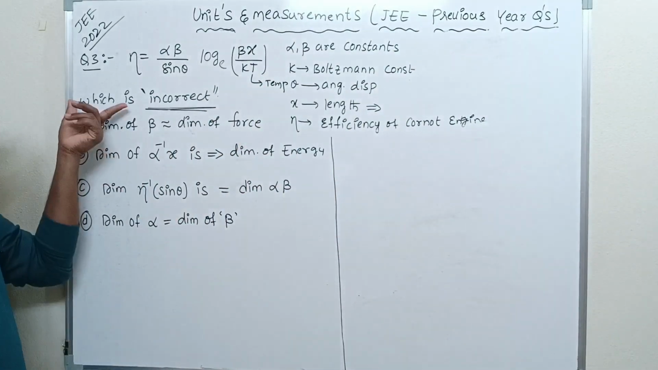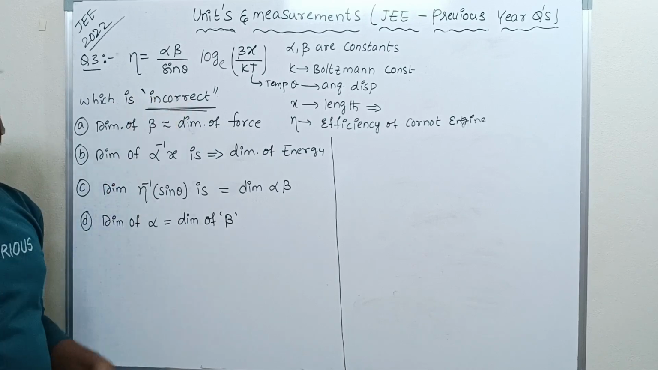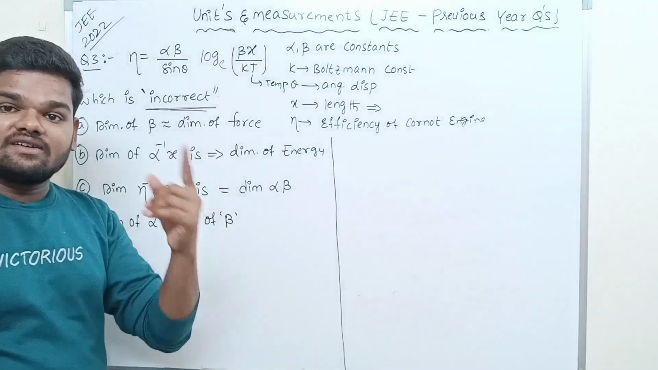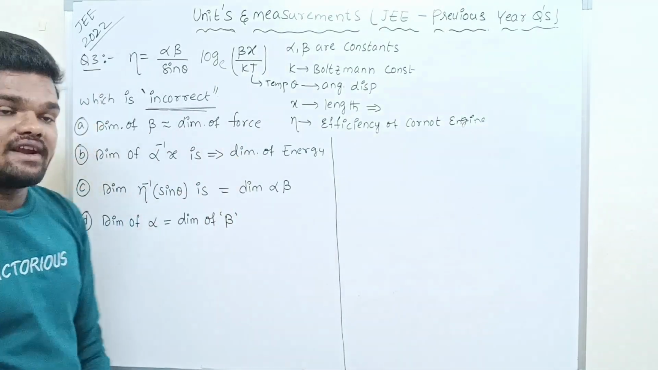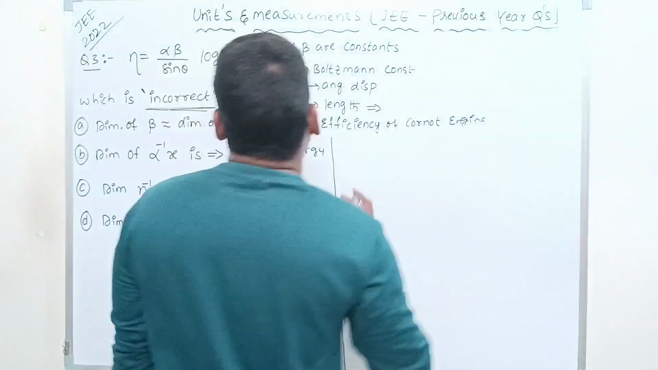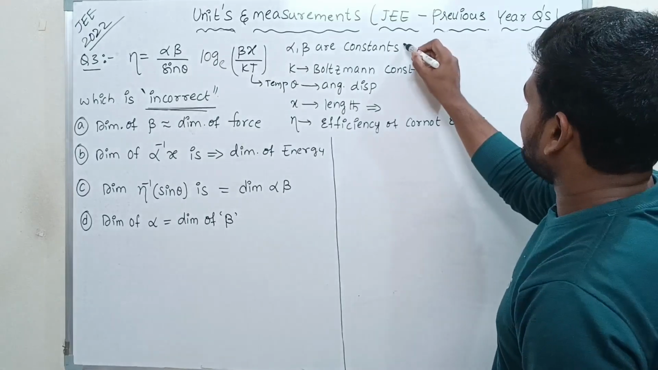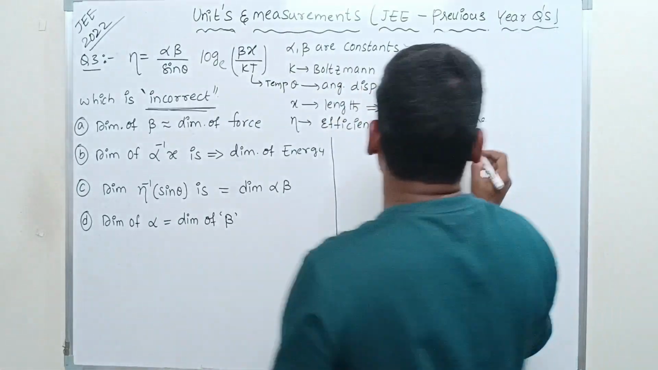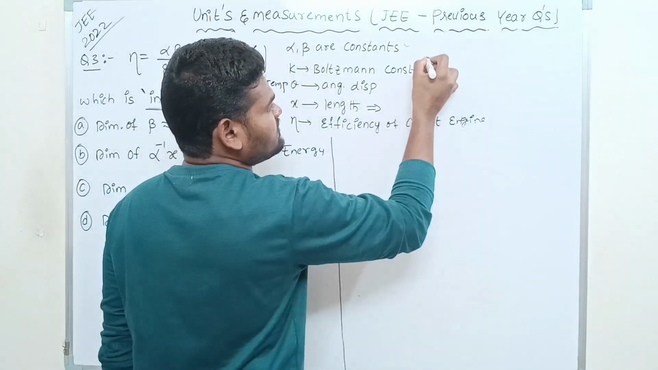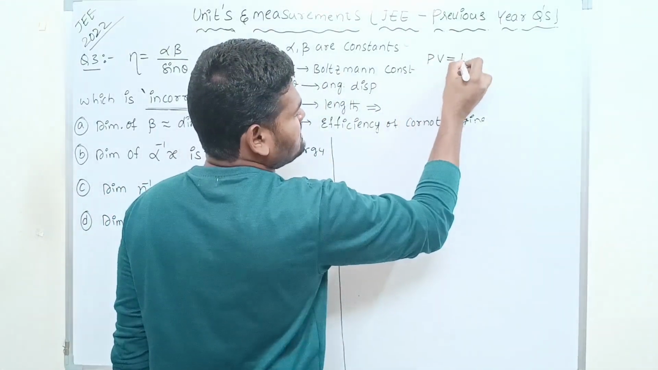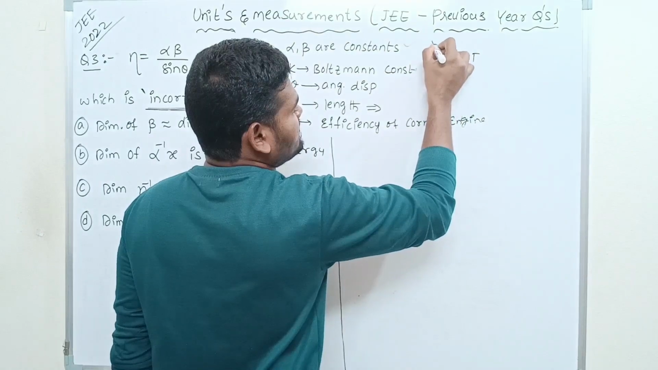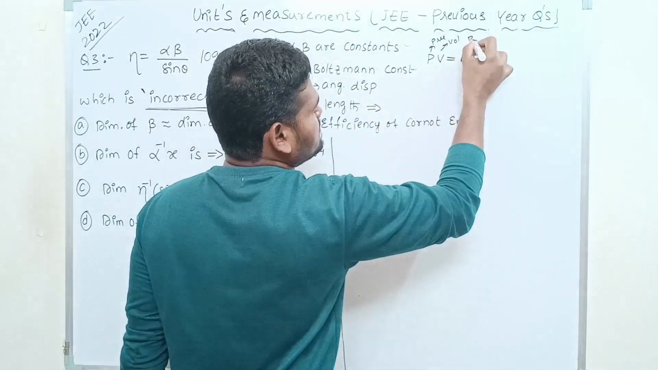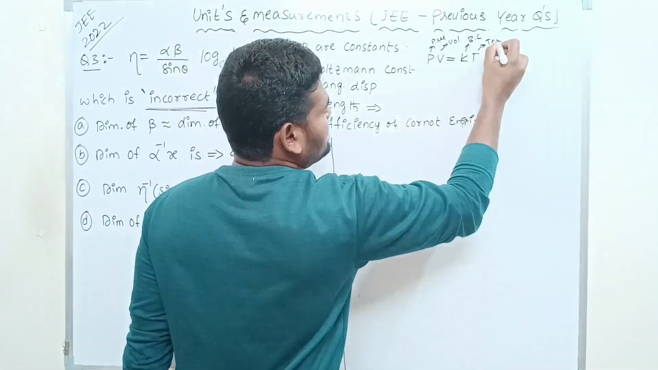So what they are asking: which is an incorrect option? Which of the following is incorrect? In the given four options, one is wrong, and we have to find that. Okay, right. So before solving this, alpha and beta are constants. What is k? K is Boltzmann constant. So for the dimensional formula of Boltzmann constant, we know that PV is equals to KT. P is nothing but pressure, V is volume, K is Boltzmann constant, and T is temperature.